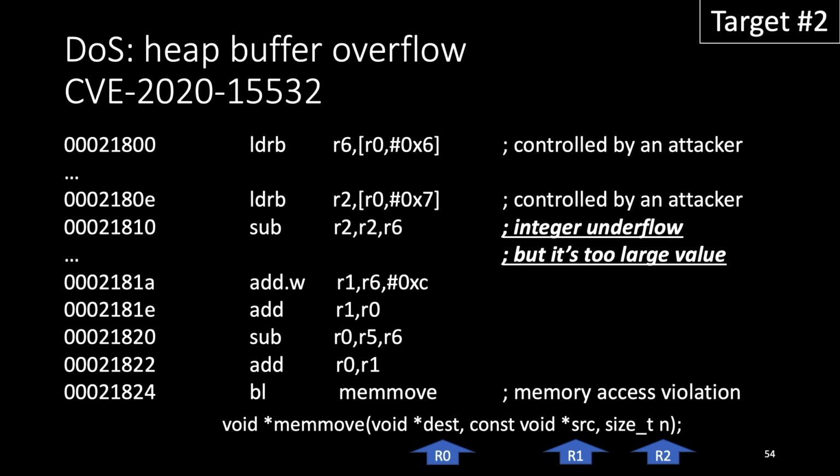But this vulnerable code here does not have any of these before calling the memmove. So when memmove is called with this big number, it will end up as a memory access violation. And the chances that the attacker can interrupt this memmove are really slim. So I call this bug a DoS bug.